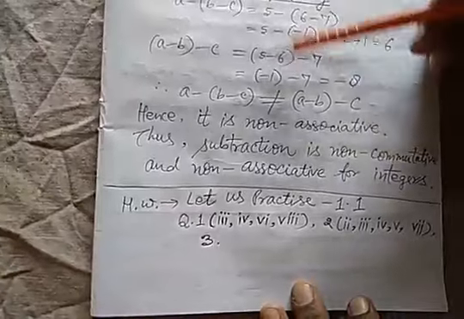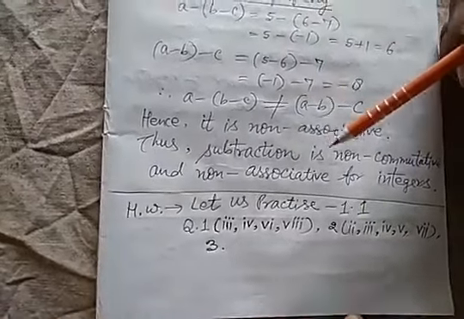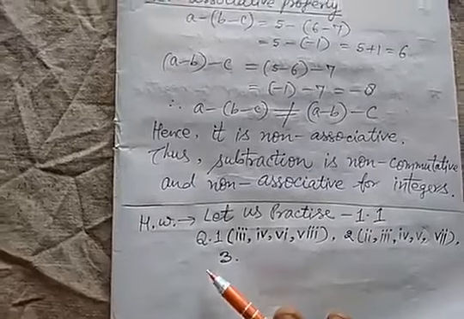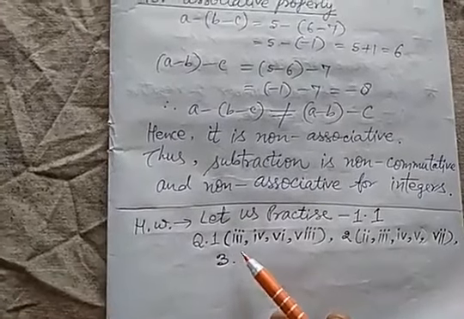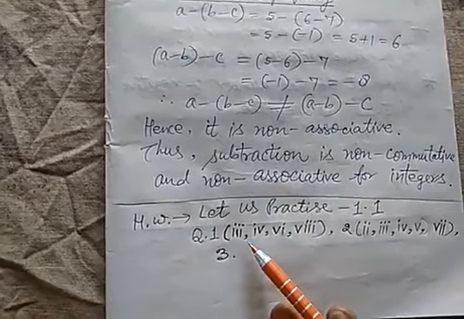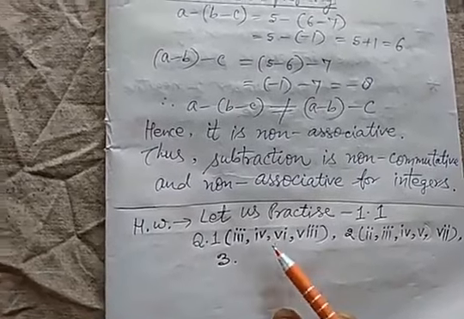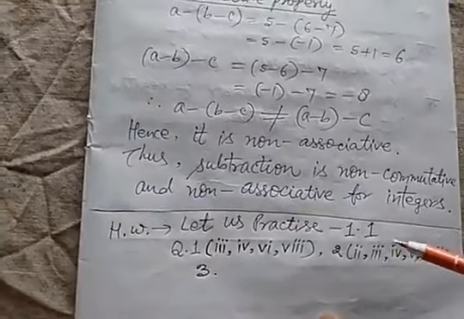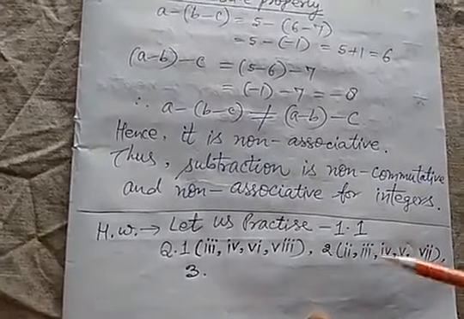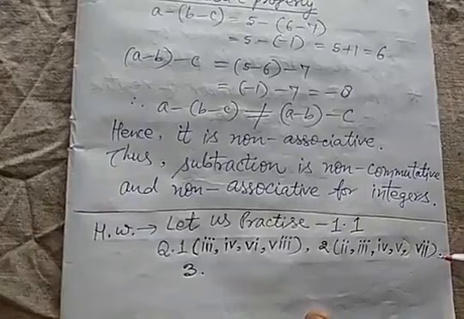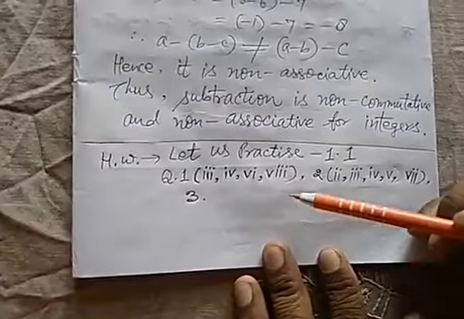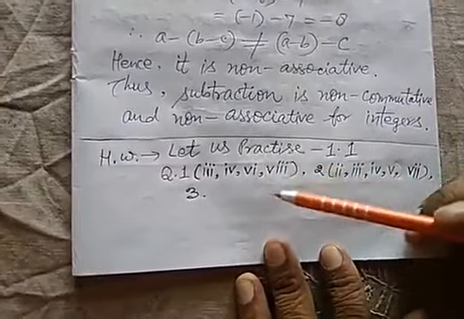You have to write it in your classwork, and homework for Let us practice 1.1: Question number first, third part, fourth part, sixth part, eighth part. Question number second, fifth part and seventh part. And question number 3. All of these must be done in your homework.